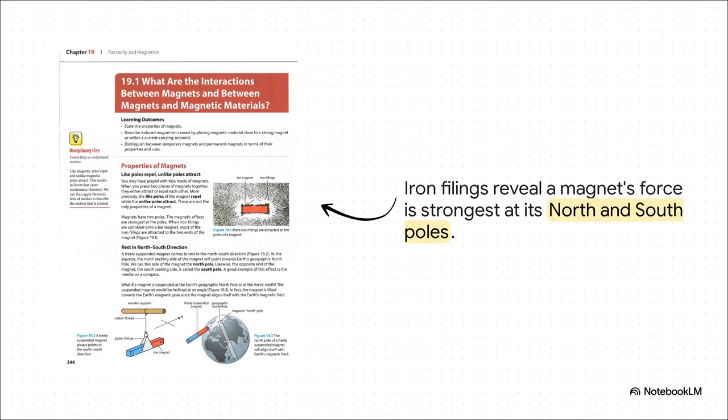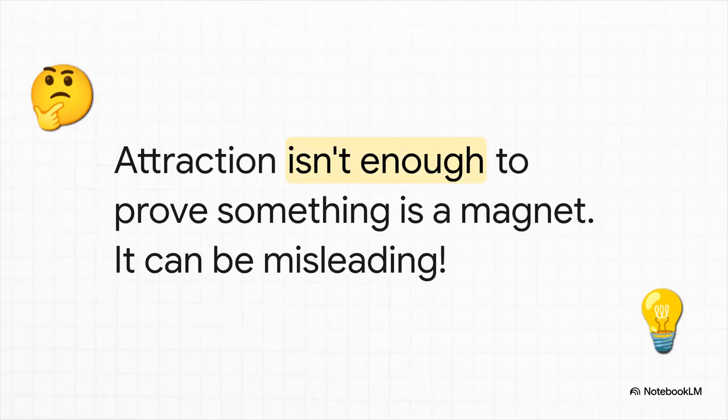So you might be thinking, okay, easy. If I bring an object near my magnet and it sticks, I've found another magnet. But hold on, it's not quite that simple. A magnet will absolutely attract another magnet, for sure. But it'll also attract a plain old iron paperclip, which isn't a magnet at all. So you see, attraction can be a little misleading.